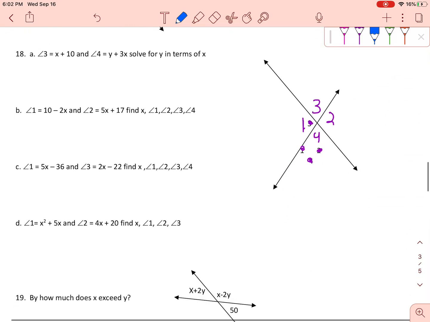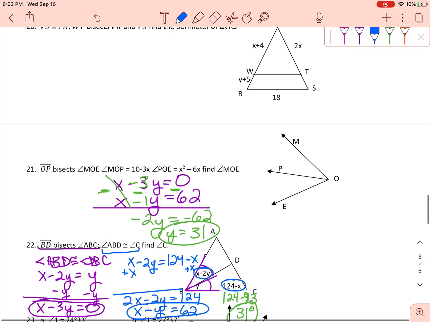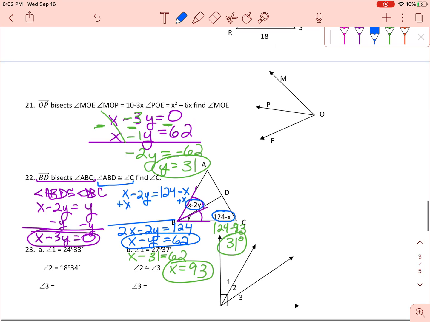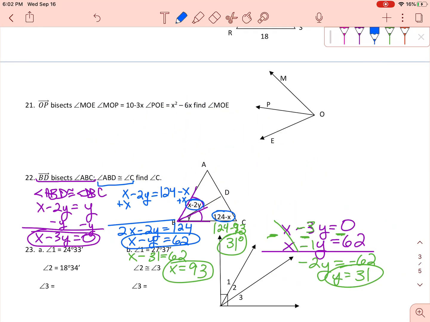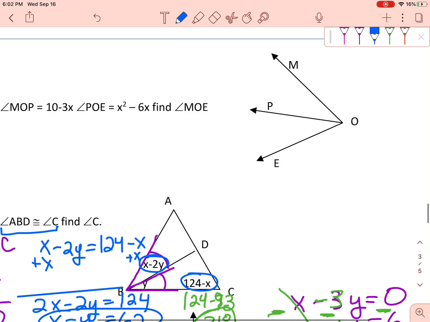Okay, and then I think I got a message about number 21. Yes, okay. This will move over here. Okay, so 21 says that OP bisects angle MOE. And then it says angle MOP is 10 minus 3x, and then POE is x squared minus 6x.